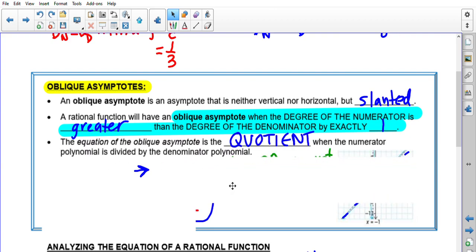How do we find what this equation is? The equation of the oblique asymptote is going to be the quotient when the numerator is divided by the bottom. So this is going to take us back to our old units. Basically we're going to take one polynomial divided by another. We get a resulting polynomial, and whatever that polynomial is, that is the equation of our oblique asymptote.